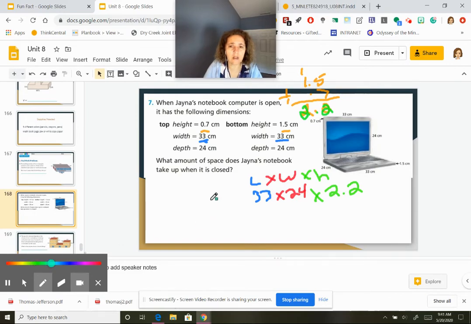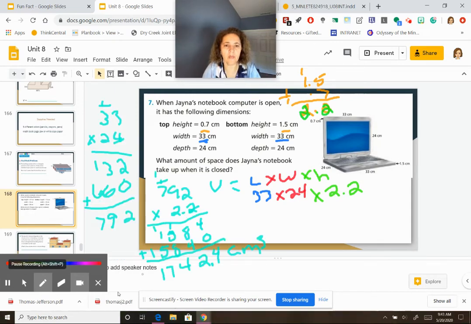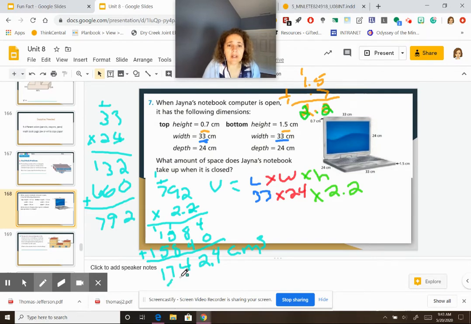I'm going to put here volume equals. Go ahead and do that. I'm going to do the 33 times the 24, and then multiply it by 2.2. So go ahead and solve it and then come back to me. Okay, if you got 1,742 and 4/10 centimeters cubed, you'd be correct. 1,742 and 4/10 centimeters cubed.